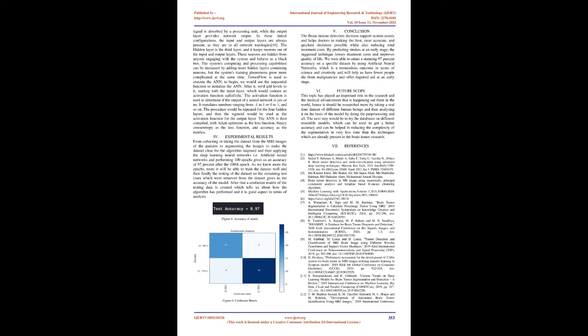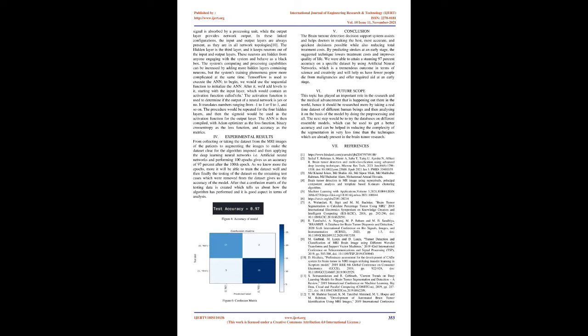ANN model architecture. ANN stands for Artificial Neural Network, and it is built on the structure and function of the biological neural network, which is the primary reason for the construction of the artificial neural network architecture. It is often made up of neurons arranged in layers, comparable to those found in the human brain. The input signal is absorbed by a processing unit, while the output layer provides the network output.